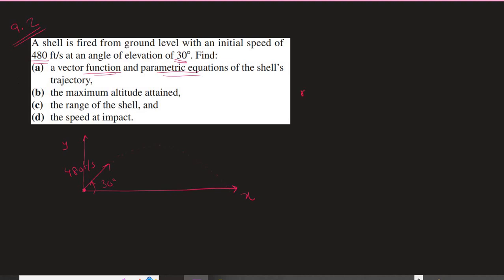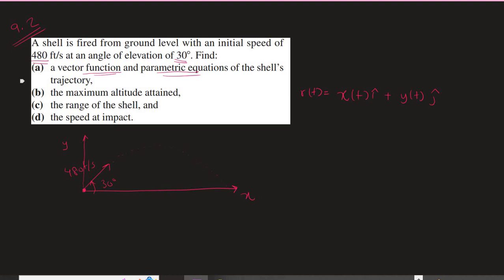So the vector function, since this is projectile motion, we have a horizontal component and a vertical component, so we're going to write the equation in the x form and the y form. This is going to look like x of t i hat plus y of t j hat. So this is the vector function. We're going to calculate it in a second, so don't worry, I'm just explaining what it is.